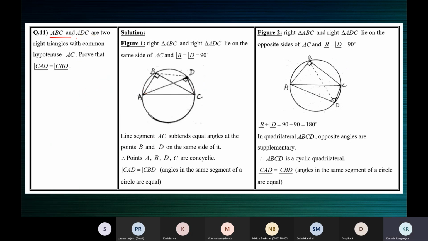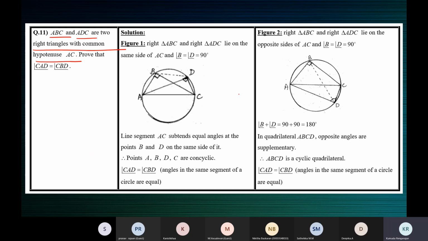So ABC and ADC are two right triangles with a common hypotenuse AC. Prove that CAD is equal to CBD. Now what we're going to do is show that in both the cases, a circle can be drawn passing through the four vertices A, B, C, and D.